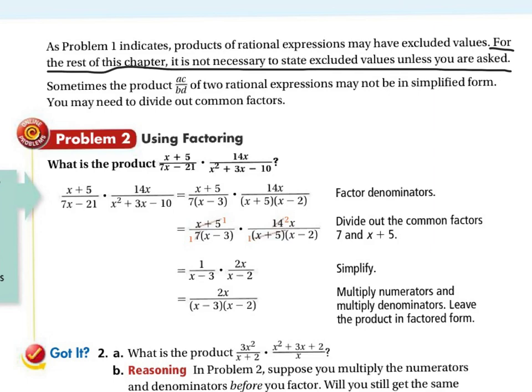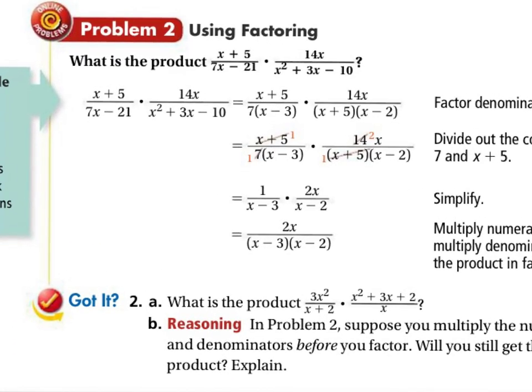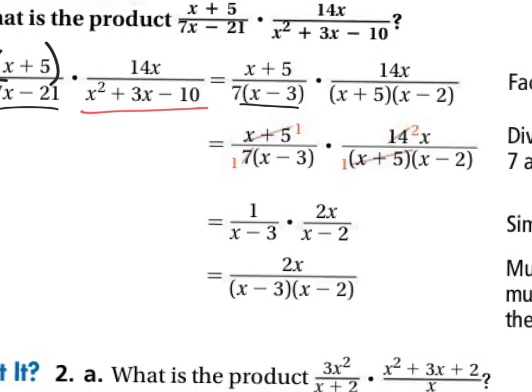Now, more exciting problems are coming. Problem 2 talks about how we might have to divide out common factors. On problem 2, in the numerator, there really wasn't anything they could do. If you wanted to combine that into one fraction, you could. In the denominator, with the 7x minus 21, there's a 7 that you could factor out, which would be 7 times quantity x minus 3. And this other denominator, we can factor into two binomials, x plus 5 and x minus 2.